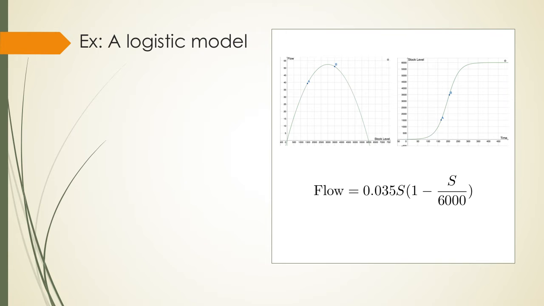Let's look at an example where the strength is not constant, the logistic model. Here, I've shown the flow equation, a plot of the stock versus flow, and a plot of the stock over time. For this model, the rate constant is 0.035 and the carrying capacity is 6,000. First, let's measure the strength of the flow at point A. The stock level at this point is 1,500.